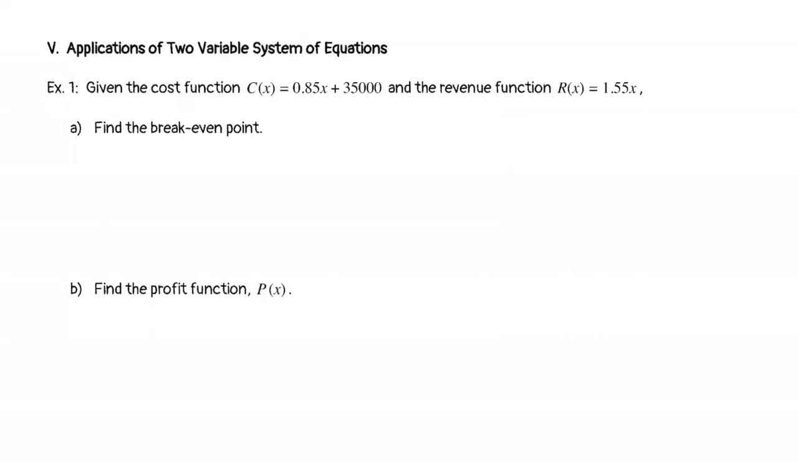And so let's consider this as a pretty classic example. So we're given a cost function, all right? So we have cost is represented by C of X, which equals 0.85X plus 35,000. And the revenue function is R of X equals 1.55X, all right? And so if you think about this, our cost and then the amount that you're making, how can we translate that into this idea of a break-even point?